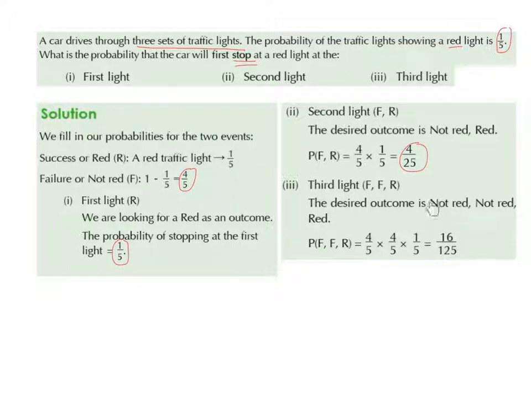So the probability of it not being red, remember, is 4 over 5. So it's going to be 4 over 5 multiplied by 4 over 5 multiplied by 1 over 5. So remember, it's failure, failure and red. So 4 over 5 multiplied by 4 over 5 multiplied by 1 over 5, which is 16 over 125. So the probability that the third light is red is 16 over 125.